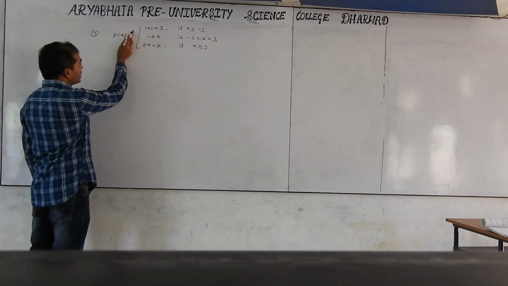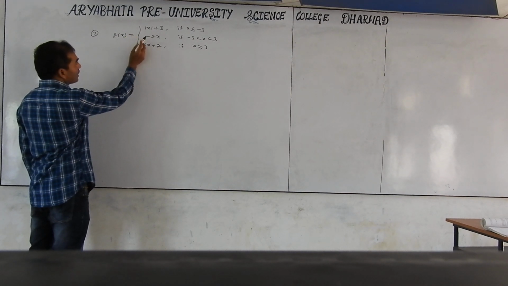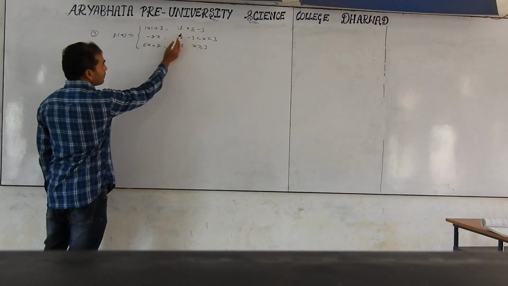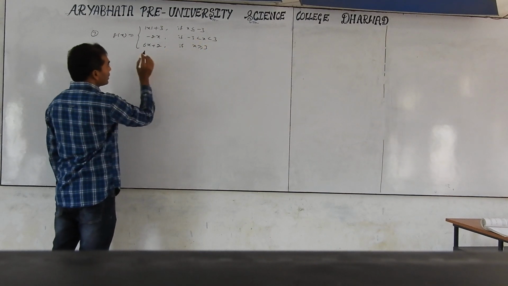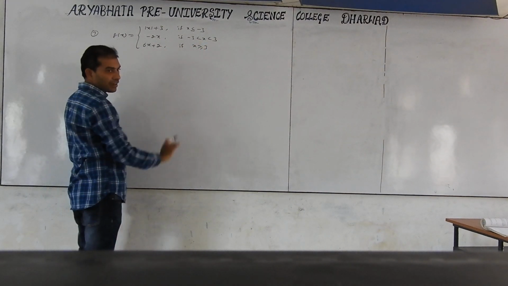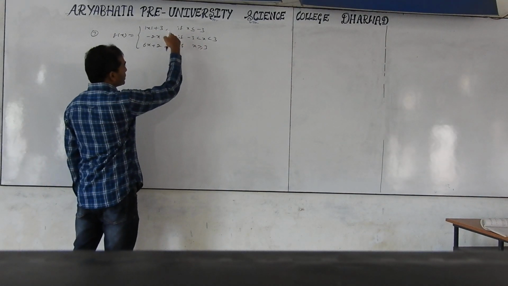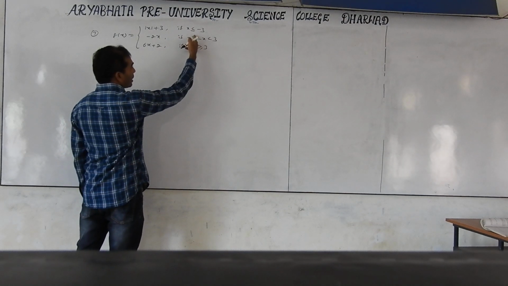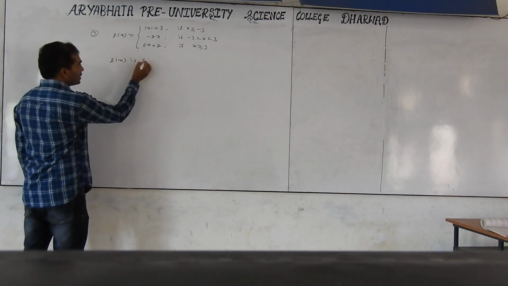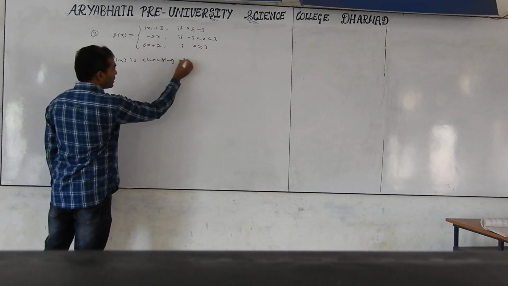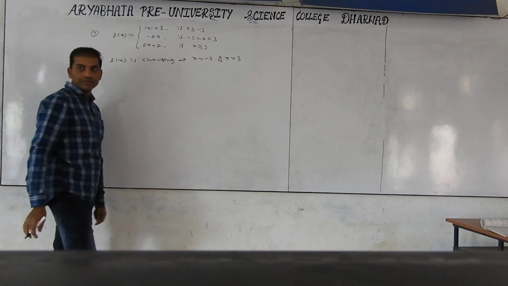Find all the points of discontinuity of f of x defined by f of x equals mod x plus 3 if x is less than or equal to minus 3, minus 2x if minus 3 is less than x less than 3, and 6x plus 2 if x is greater than or equal to 3. By seeing this function, at what points is it changing? Minus 3 and 3. f of x is changing at x equal to minus 3 and x equal to 3.